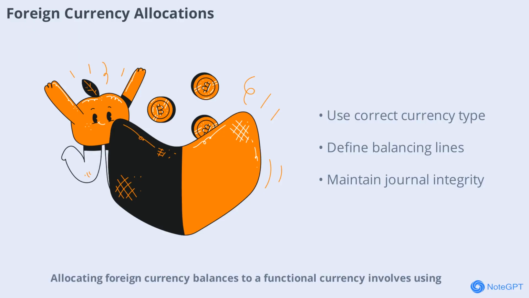Allocating foreign currency balances to a functional currency involves using the appropriate currency type and POV values in your formula rule. For example, use entered for the original currency and converted for the base currency. Ensure that currency balancing lines are defined at the ledger level to maintain balanced journals.